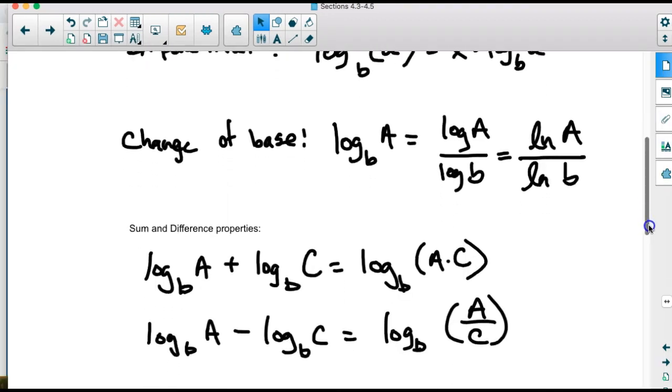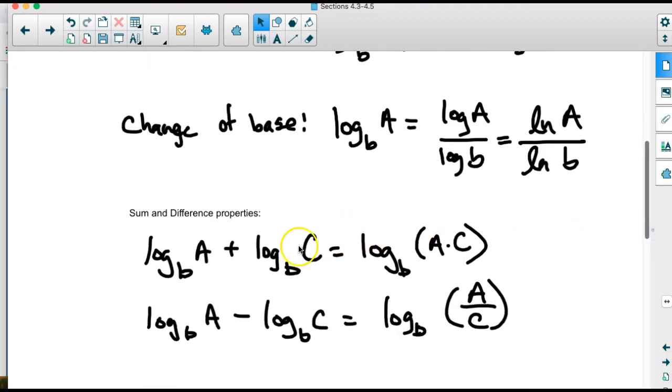So those three still continue on as properties that we're going to use, and the other two properties are the sum and difference properties. If we have logarithms with the same base and we add two things together, that's the same as one logarithm, not two different logarithms, where we multiply those two values together. So addition means multiplication and subtraction means division.